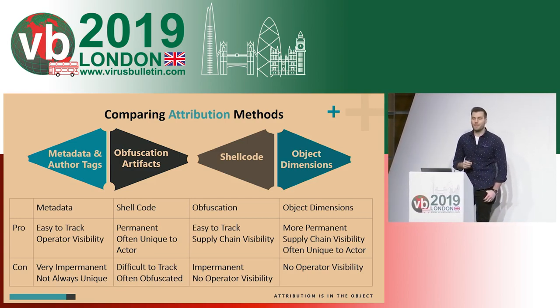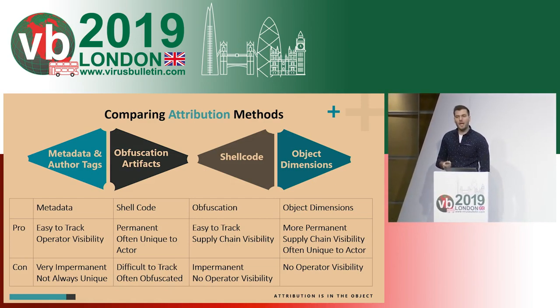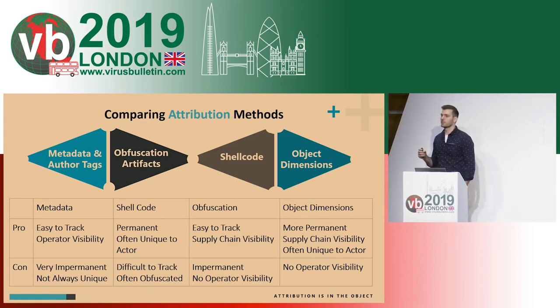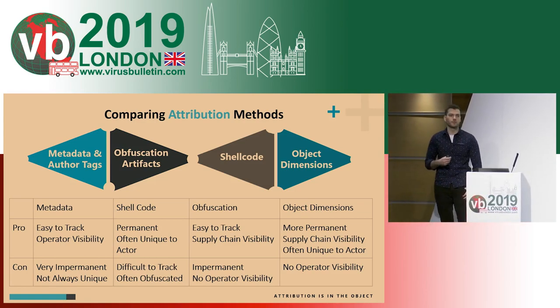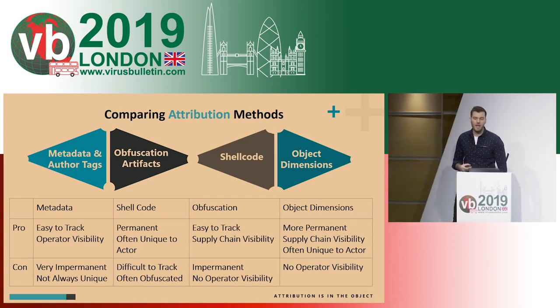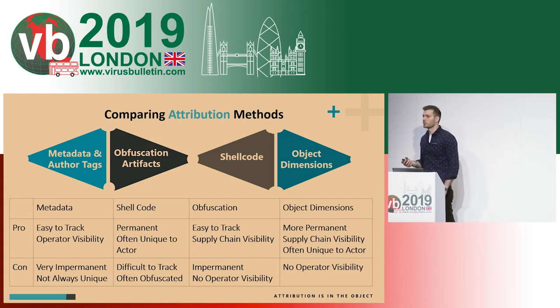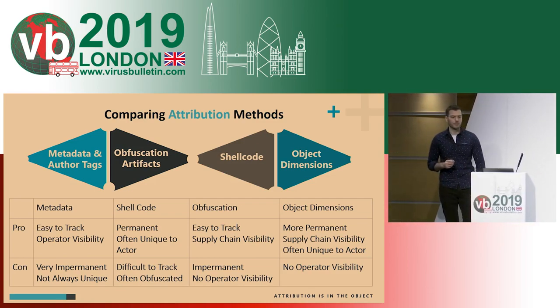Obfuscation, on the other hand, like metadata, is easy to track. It's plain text in the strings of an RTF file, and it provides supply chain visibility, meaning if you're seeing different obfuscation gadgets used in different campaigns, you're able to understand the adoption of that obfuscation gadget across the threat landscape, and therefore the weaponizer. However, these are impermanent as well. Actors are often changing these obfuscation gadgets to frustrate static AV detection.